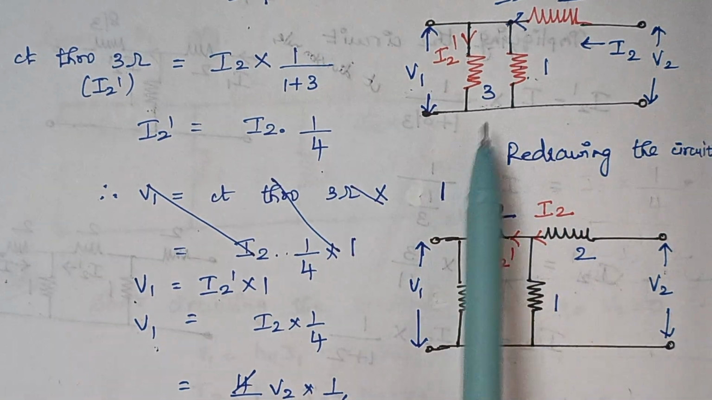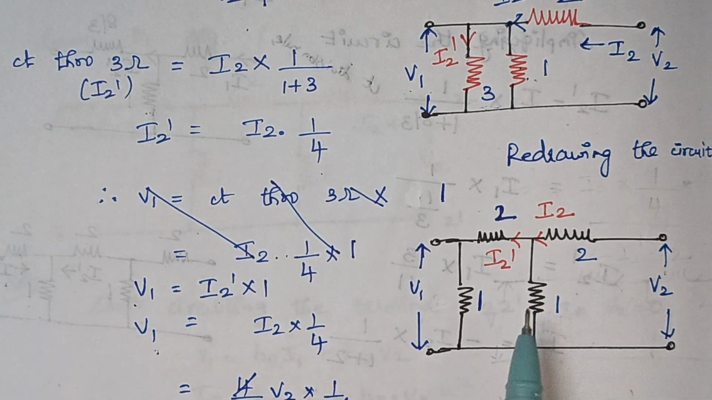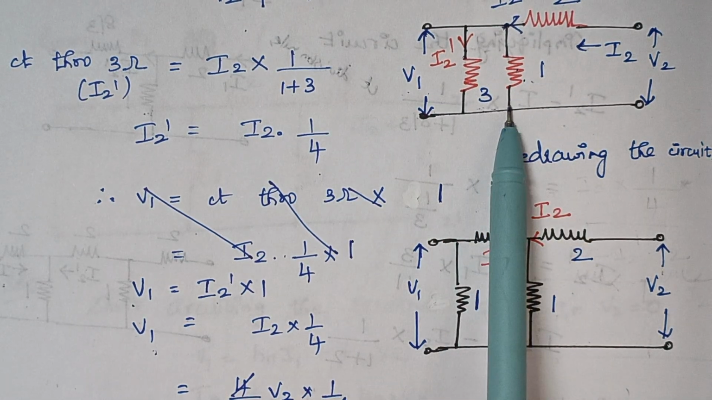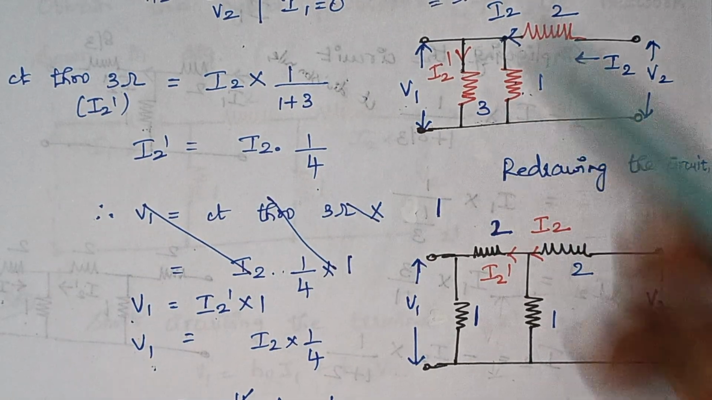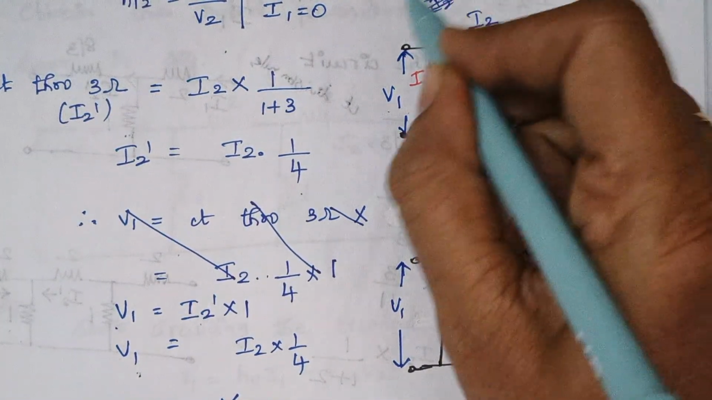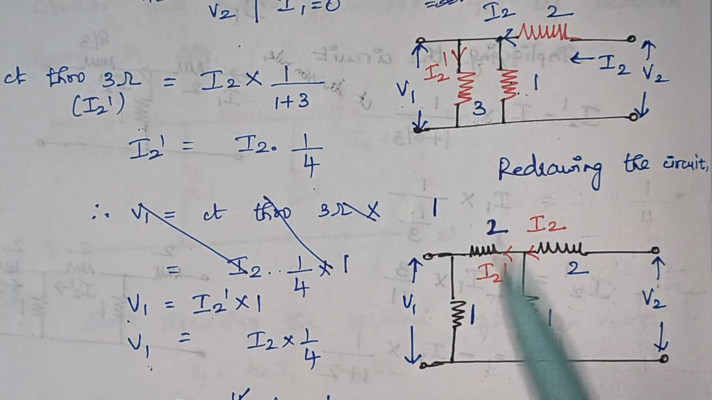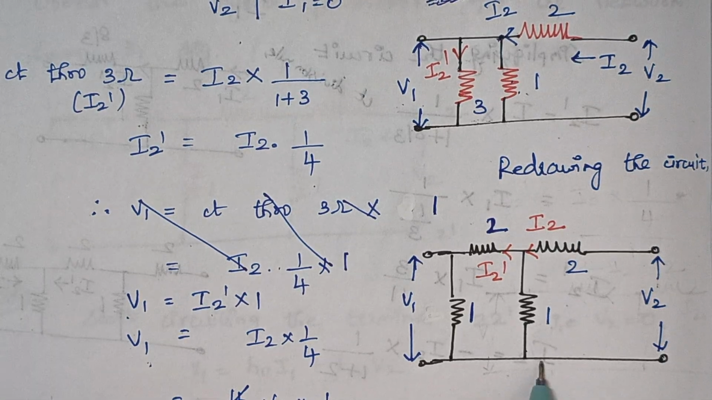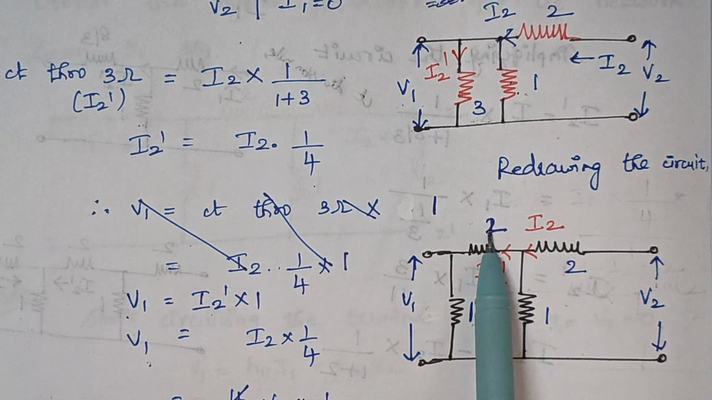You see here, this is our original circuit diagram. Just to find the value of I2 dash, I had simplified the circuit like this. Once you have calculated the value of I2 dash, you see again the circuit is split, the original circuit is drawn. So this is your I2 dash and this is your 1 and 2 ohm.